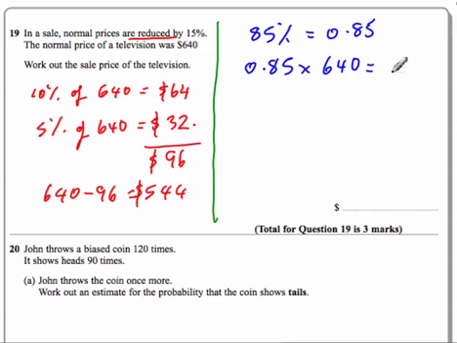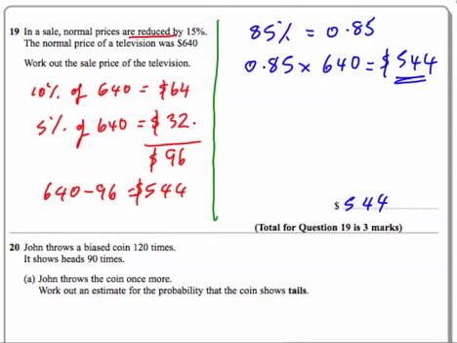And if I do that, lo and behold, I get $544. With a calculator, this is quite a nice way of doing it. So I like this one. It's a little bit more work, but it's absolutely fine, no problem at all. So that's $544 for that one.